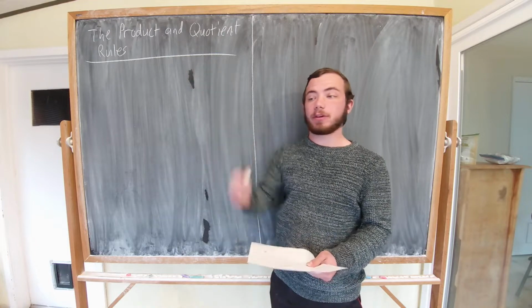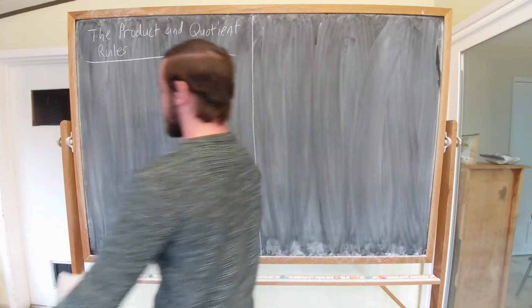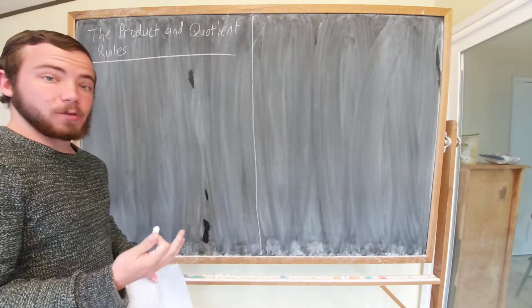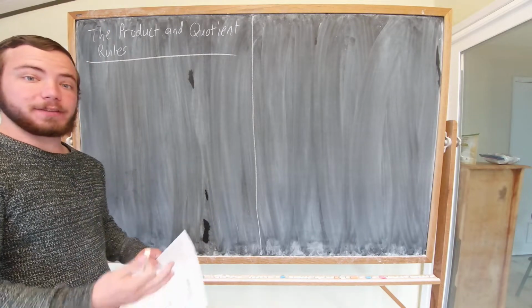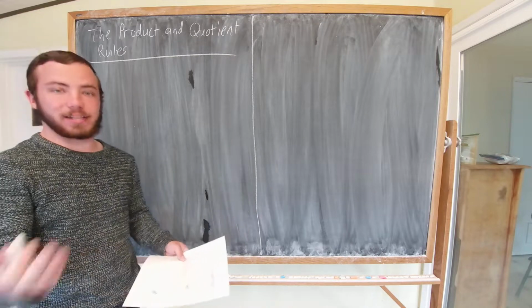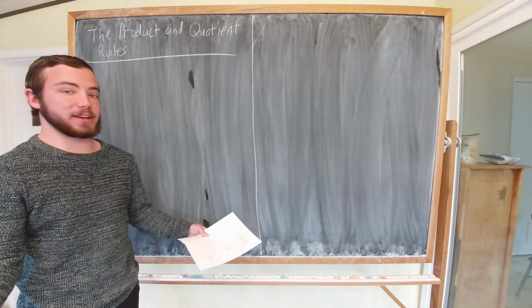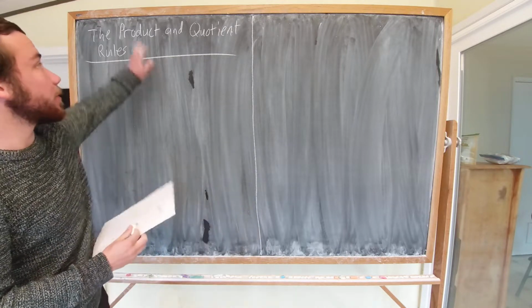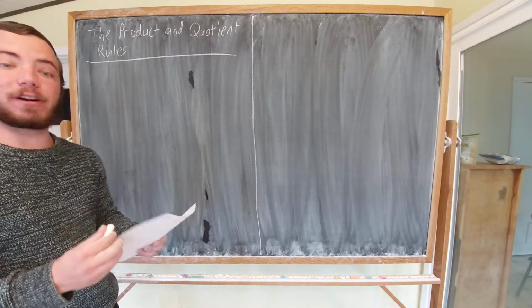In this video, we're going to be talking about the product and quotient rules, which are essentially our ways of dealing with how derivatives play with multiplication and division. We've talked about addition, subtraction, scalar multiplication, everything like that. Now it's time for products and quotients of functions.